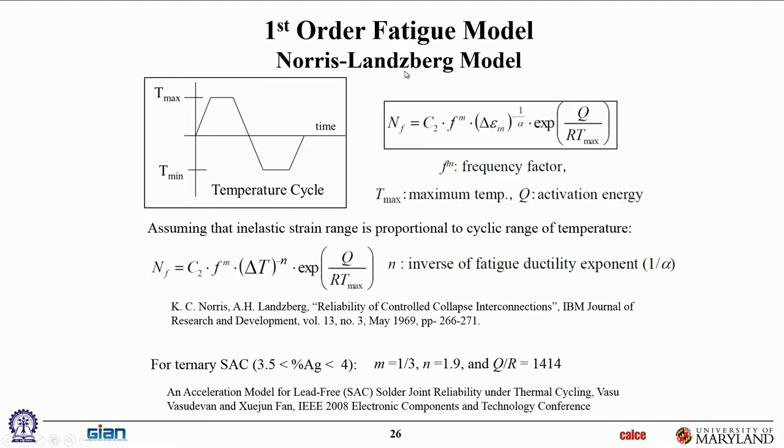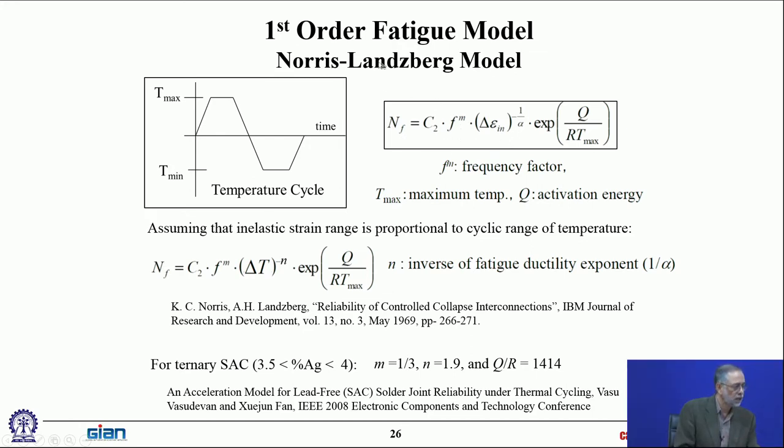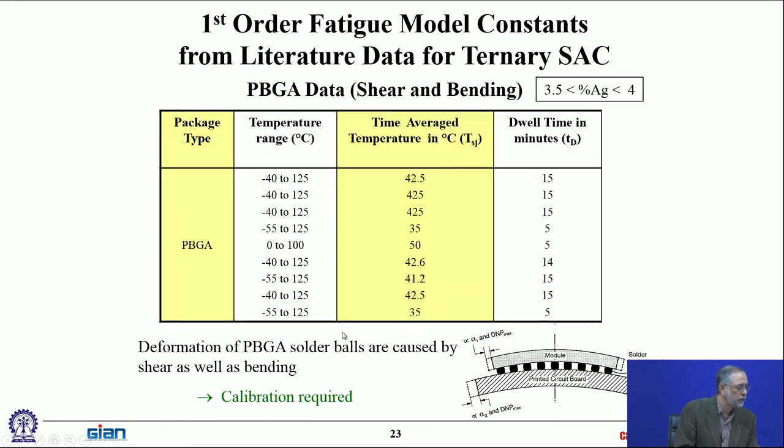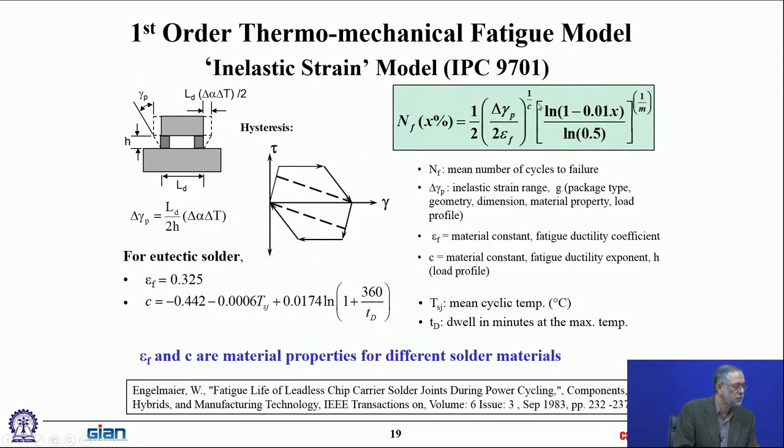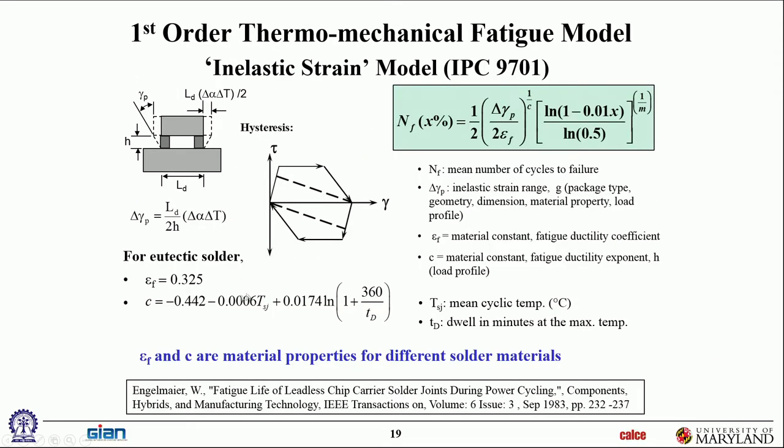This is a so-called Norris-Landsberg model. I won't spend a lot of time, but just point out that they take a different approach. These guys were at IBM. They took a different approach, same data set, but they fit a different model than Engelmaier to it. They basically said the cycles to failure have an exponential dependence on temperature, as opposed to Engelmaier, who put in his mean temperature into that expression with this form. Okay, these guys did it differently.